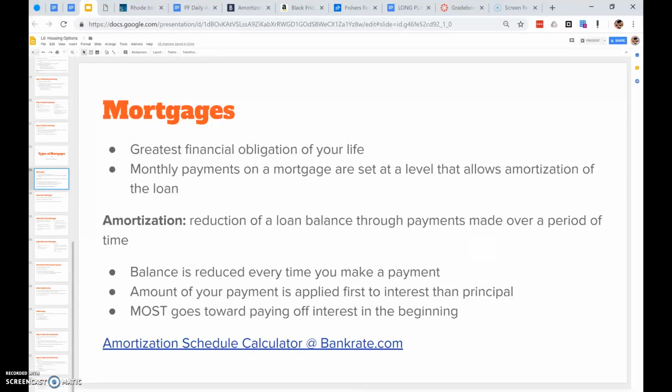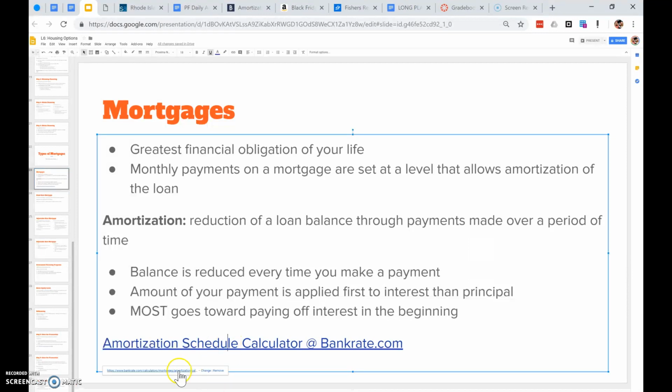Near the end of the loan period, almost all of each payment goes towards reducing the principal. So paying just a little extra each month applies directly to the principal and will save interest charges over the long run. Let's check that out in an example.